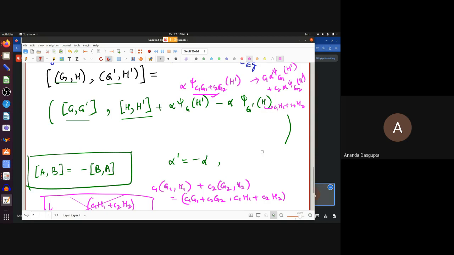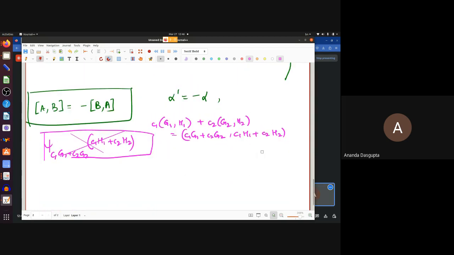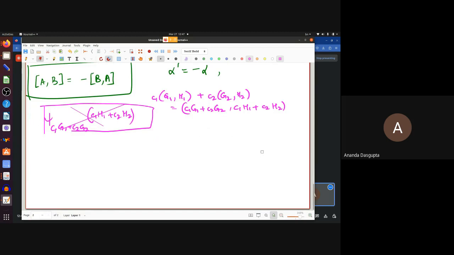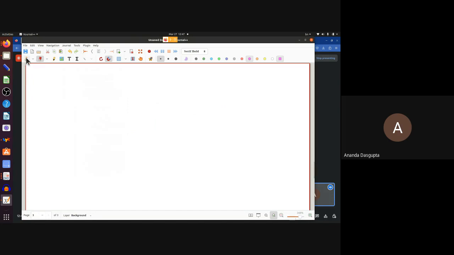Clear? Okay? Yes, sir. Makes sense? Okay, good. So now we have landed up with this result so far. The bracket between GH and G prime H prime.